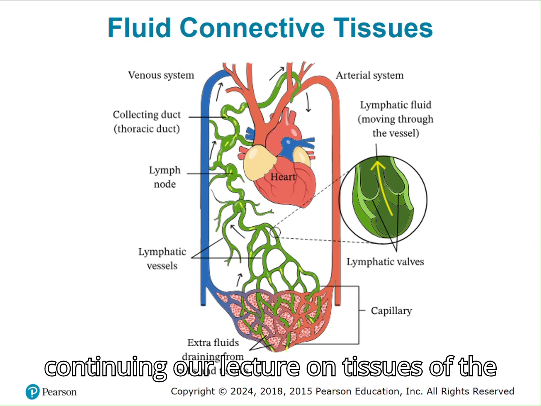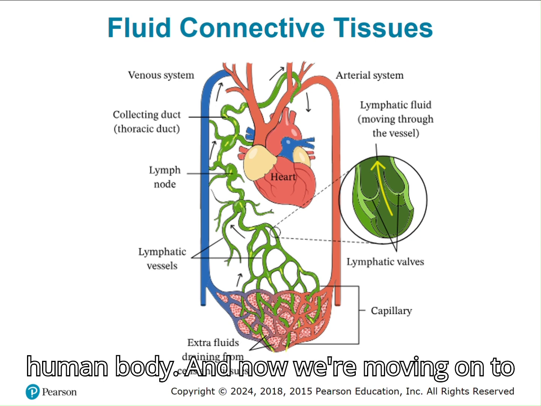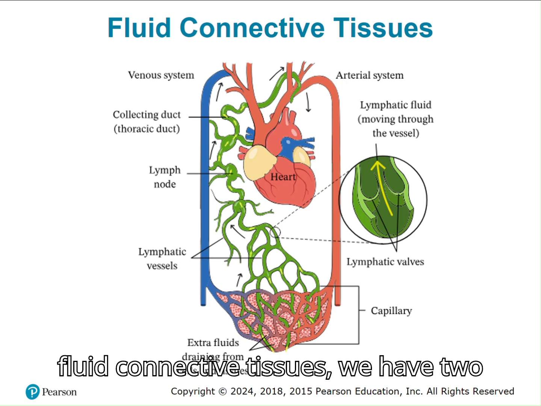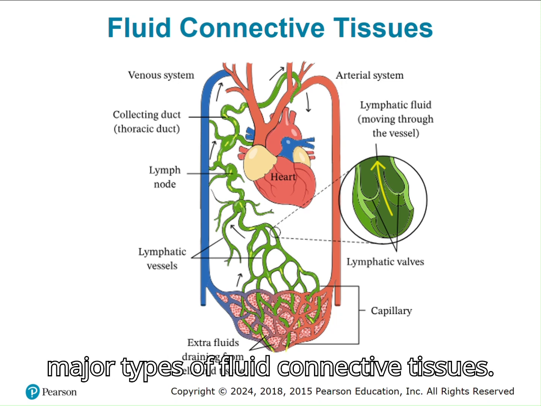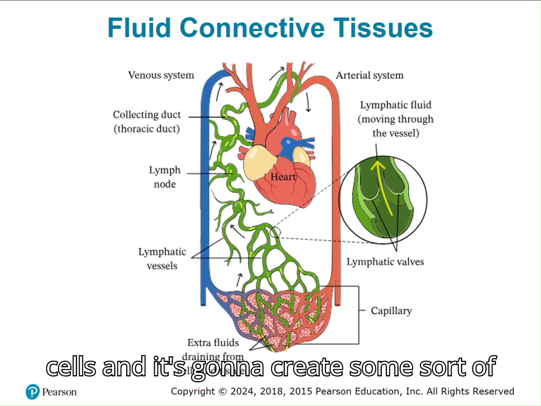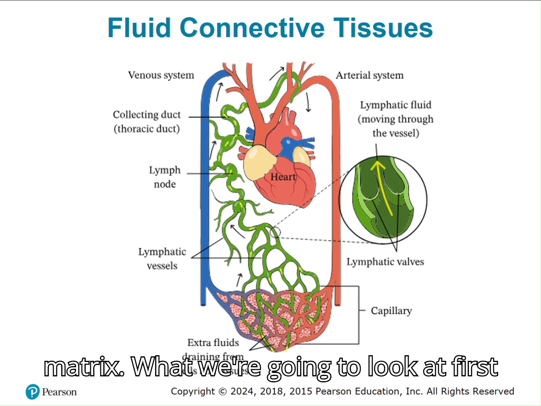Continuing our lecture on tissues of the human body, and now we're moving on to the fluid connective tissues. For fluid connective tissues, we have two major types. Now remember, something that is a tissue means it's going to be made of specialized cells, and it's going to create some sort of matrix.